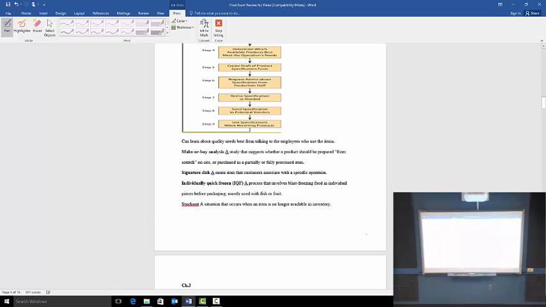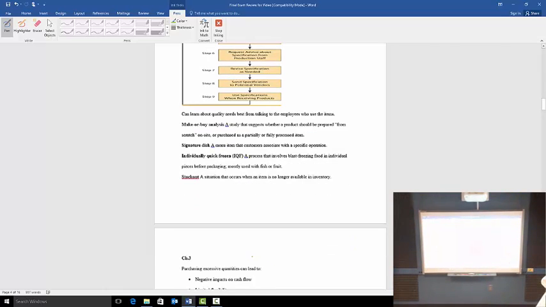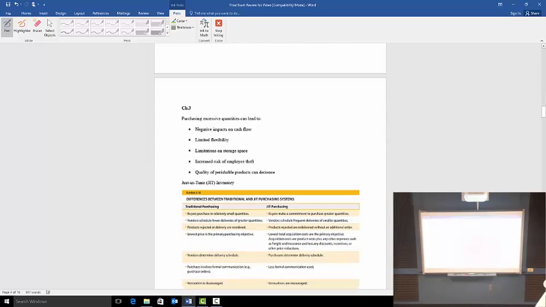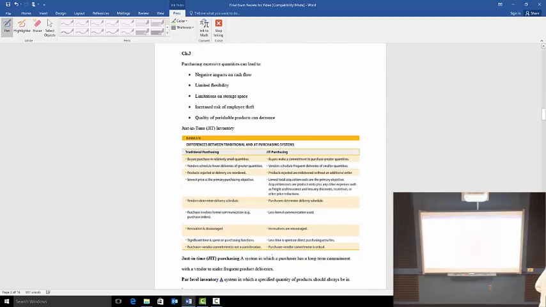So those are your key takeaways from Chapter 2. In Chapter 3, we talked about various purchasing systems and their impacts. So I want to start off. We talked about the evils and dangers of purchasing excessive quantities. The big one is negative impacts on cash flow.